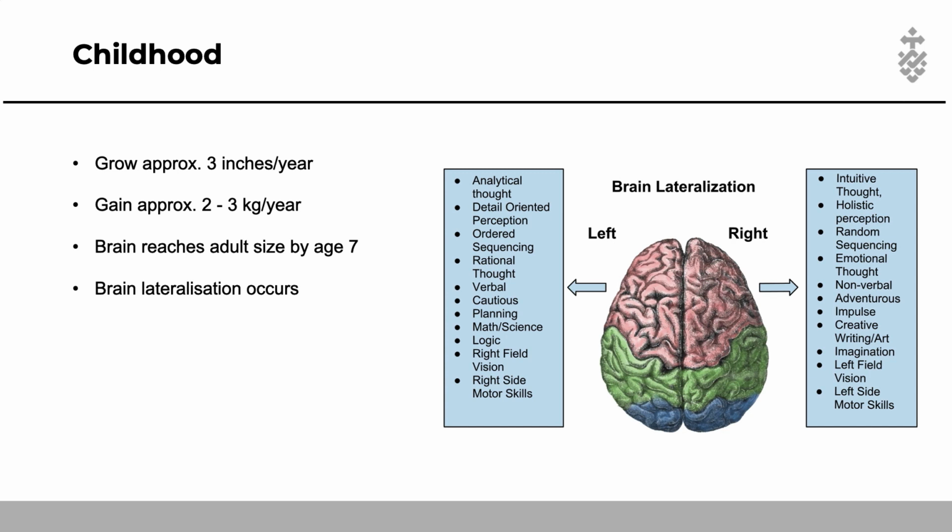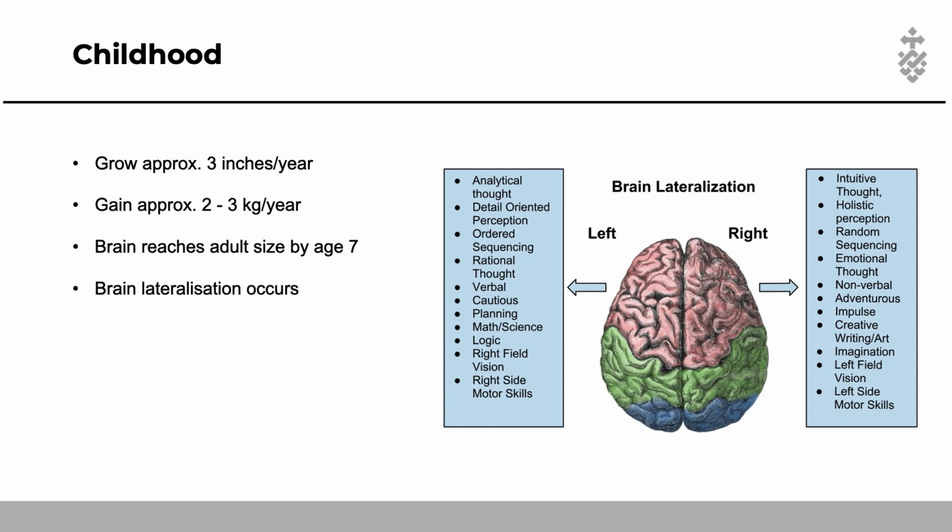Now, children tend to grow around 3 inches per year in height, and they gain approximately 2 to 3 kilograms per year in weight. Now, the brain reaches adult size at around 7 years old, but it's still continuing to develop at this time. Now, during childhood, the process of brain lateralization also takes place. Now, we know that the brain is comprised of 2 halves, 2 hemispheres, the right and the left cerebral hemisphere. And lateralization refers to the localization or the organization of functions and skills in their particular hemisphere.